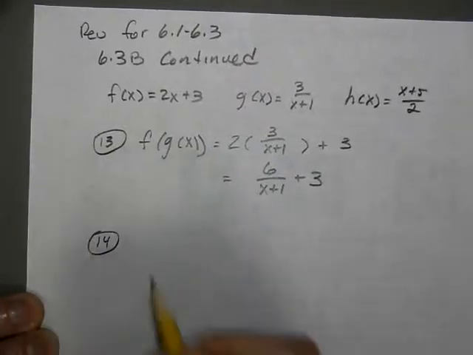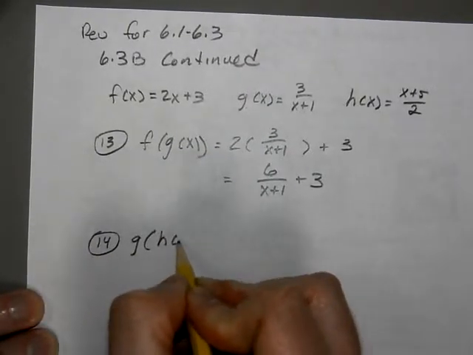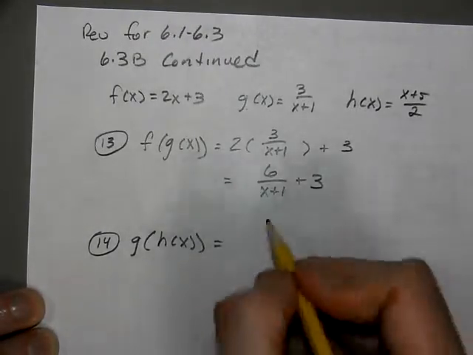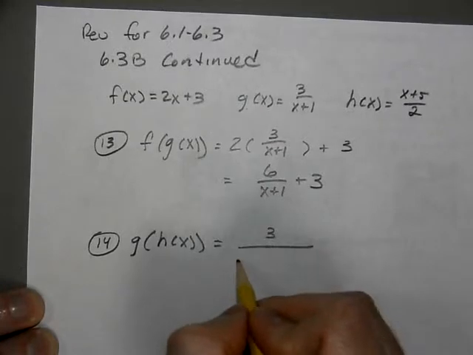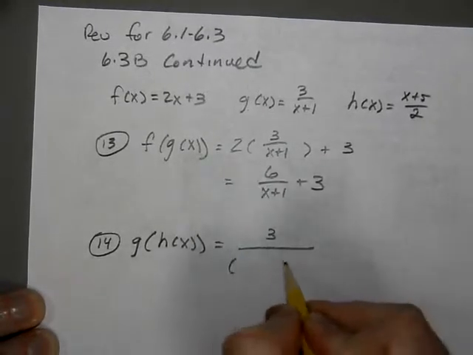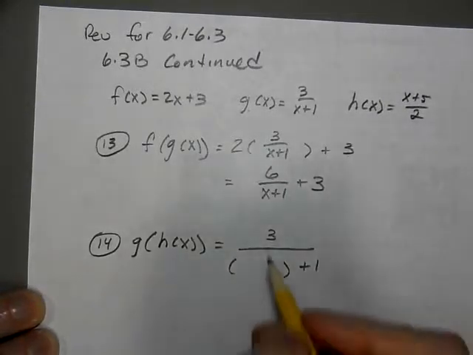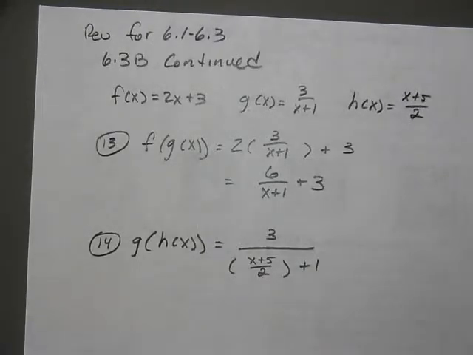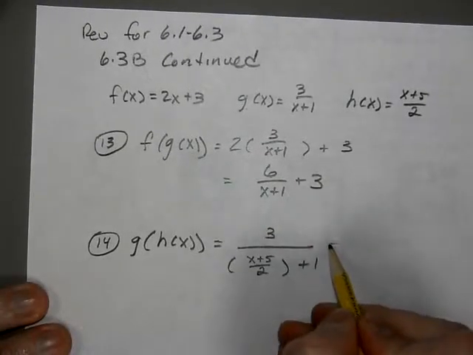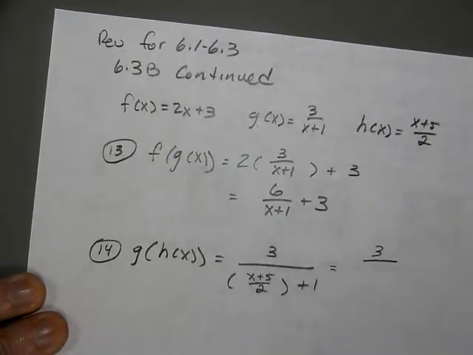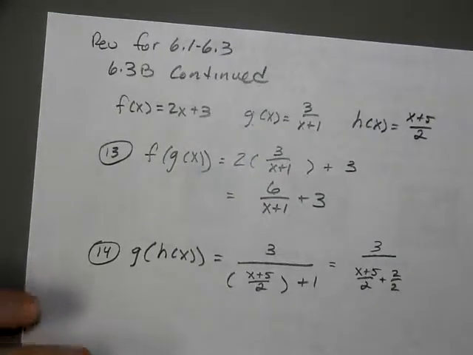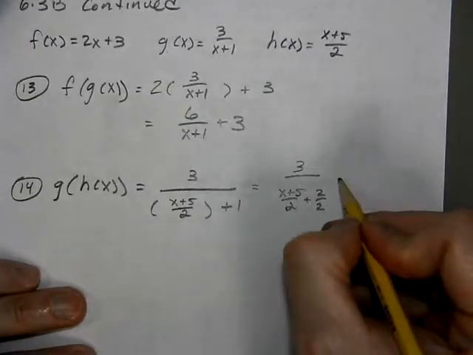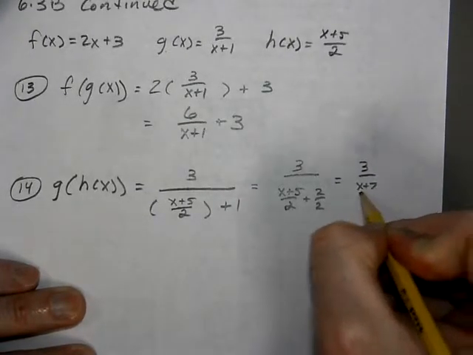Number 14. G of h of x. The g function is 3 times, actually 3 divided, by something plus 1. The h function is x plus 5 divided by 2. This one's going to be a little trickier. For us to actually do something with that, maybe we should say x plus 5 over 2 plus 2 over 2. That's making our common denominators. That's x plus 7 over 2.